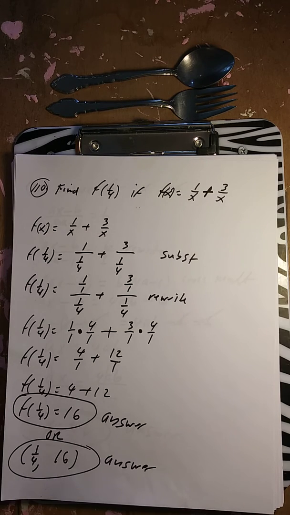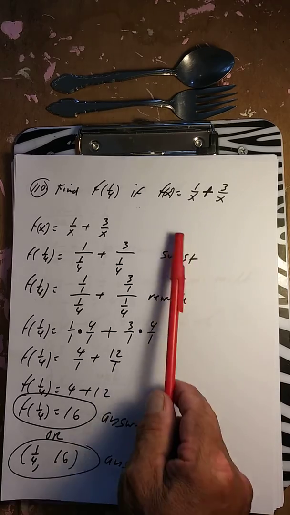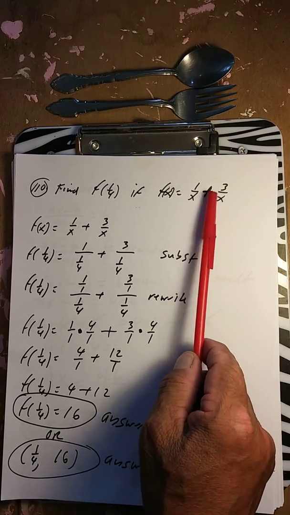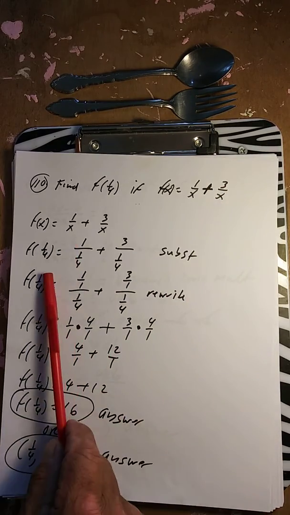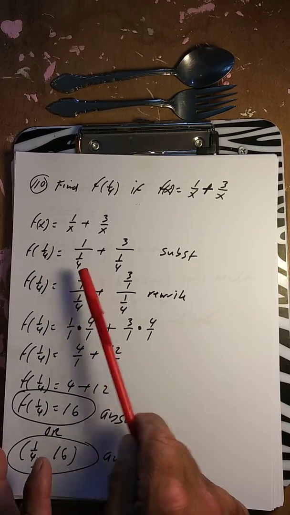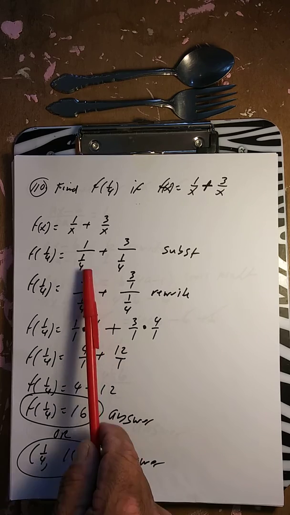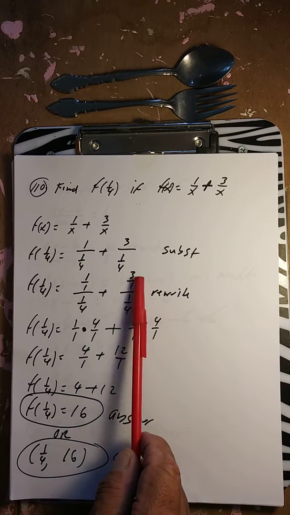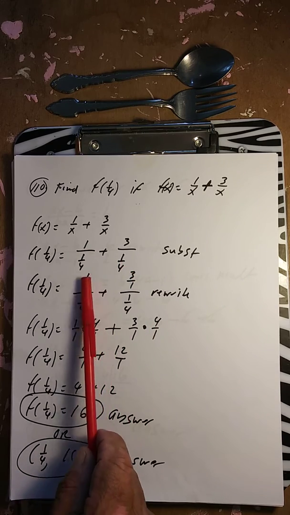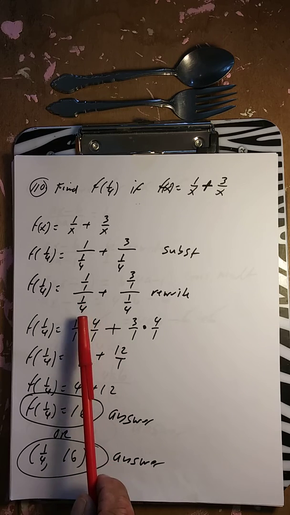Find for the function f of 1/4. If the function is f of x equals 1 over x plus 3 over x. So there's a function, put a 1/4 in there, substituting for the x, 1/4, 1/4, 1/4. There they are. So 1 is 1 over 1, 3 is 3 over 1, rewrite it. So now we have a fraction on top of a fraction. Let's get rid of it with the reciprocal of this.